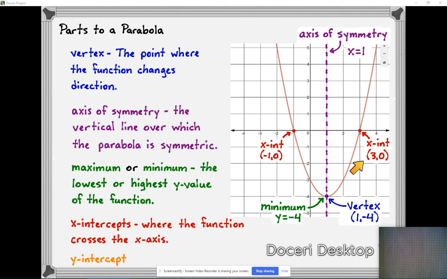Notice both of these have something in common. They both have a y value of 0 because we didn't go up or down to get to the x-intercept. The x-intercept is on the x-axis. So in x-intercepts, the y value will always be 0.